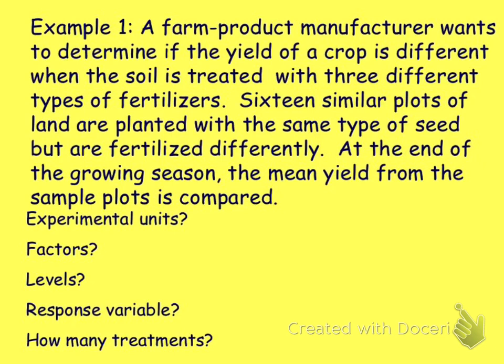All right, so a farm product manufacturer wants to determine if the yield of a crop is different when the soil is treated with three different types of fertilizers. Sixteen similar plots of land are planted with the same type of seed but are fertilized differently. At the end of the growing season, the mean yield from the sample plots is compared.